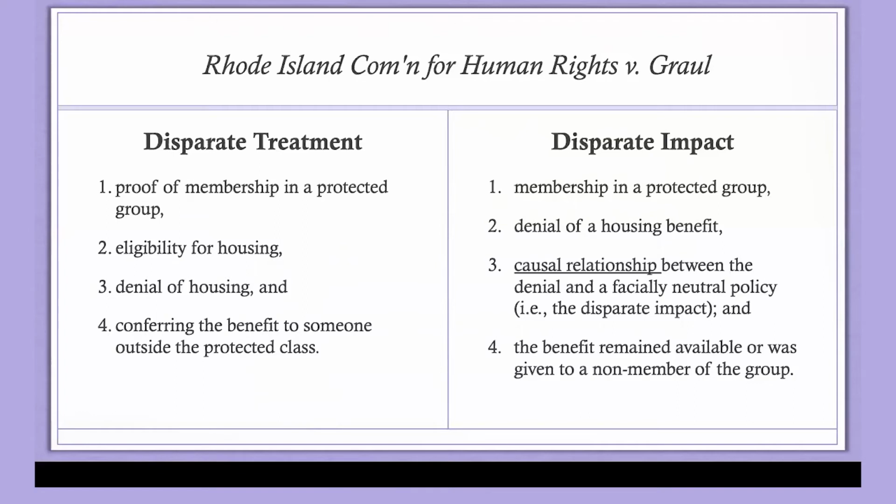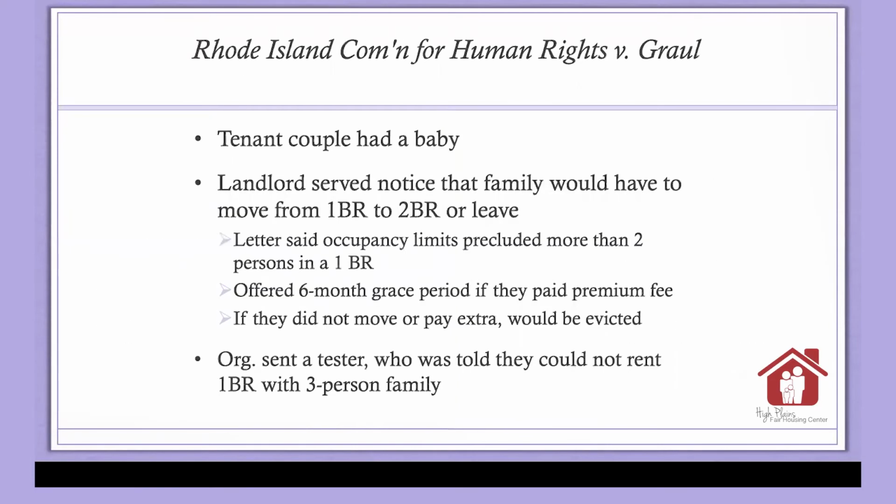We're looking for a causal relationship between the denial of the housing benefit or opportunity and a facially neutral policy. So a disparate impact that disparately affects and adversely affects a disproportionate number of a protected group, and the benefit remained available or was given to a non-member of the group. So in this case, how does this all play out?